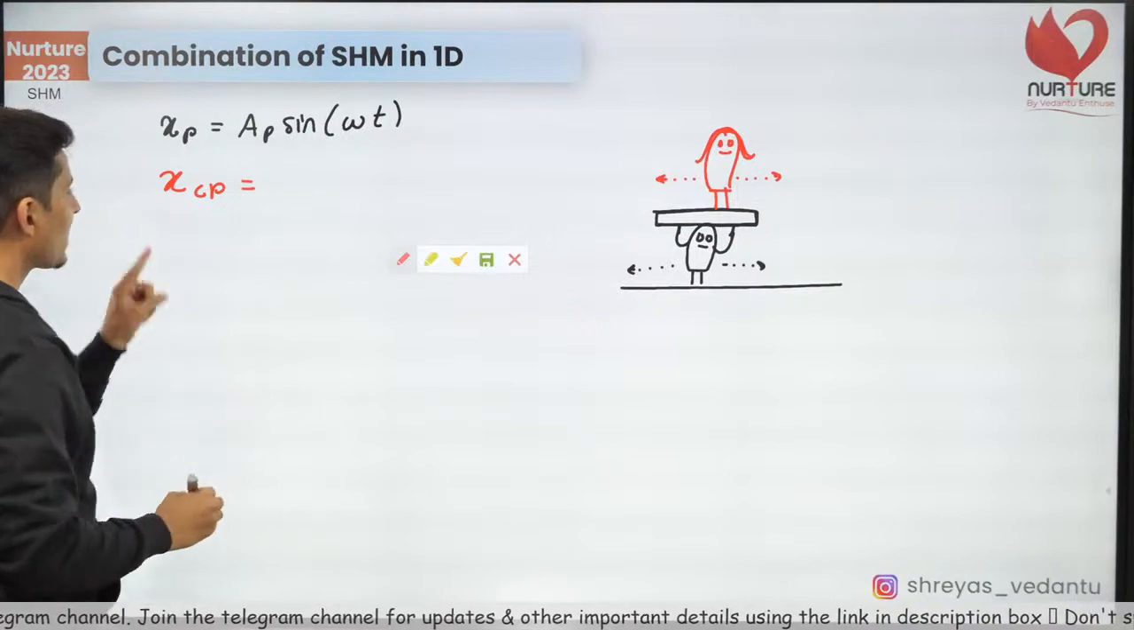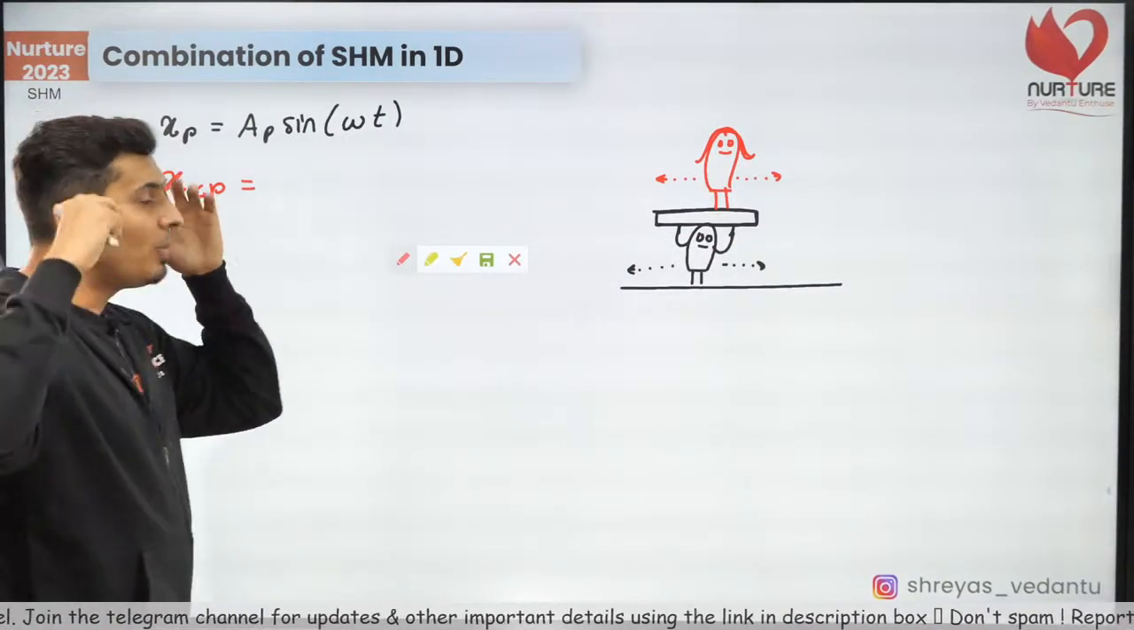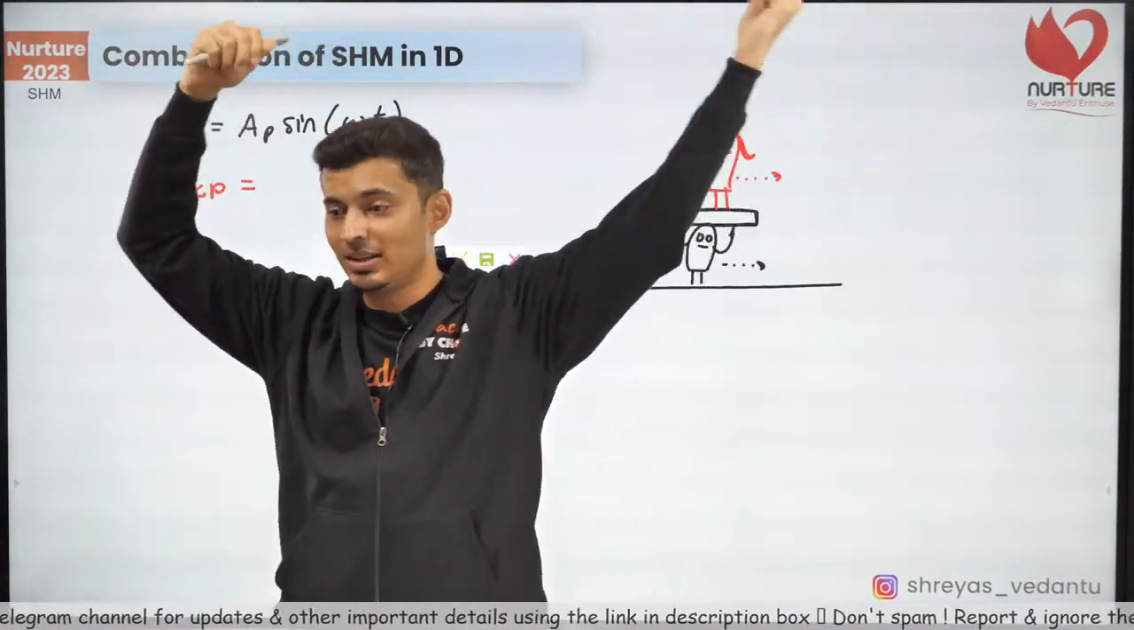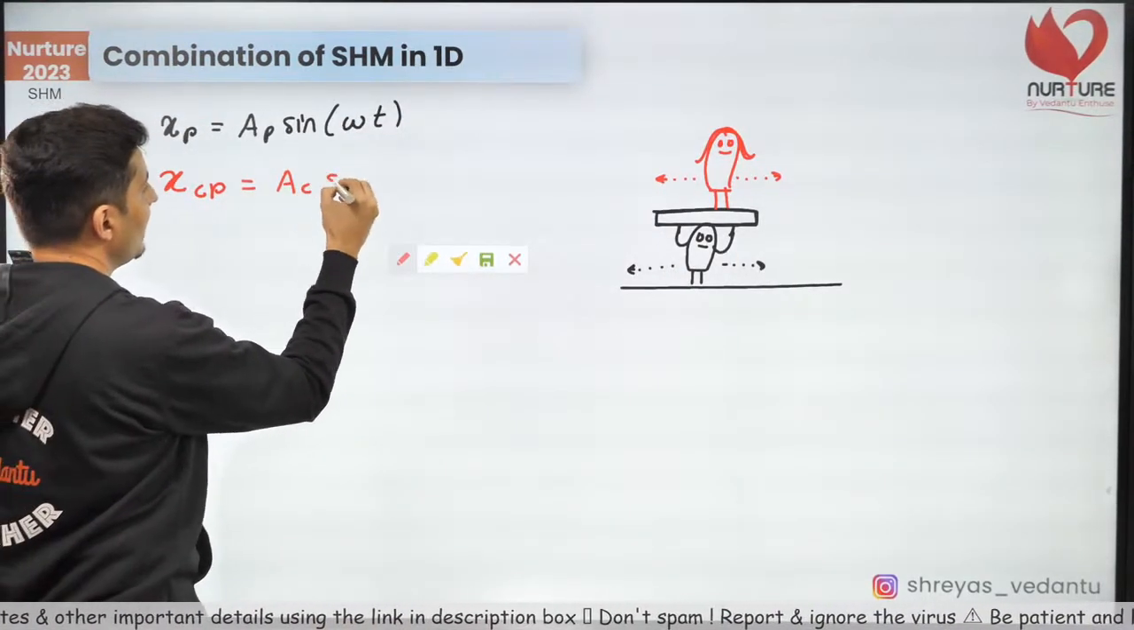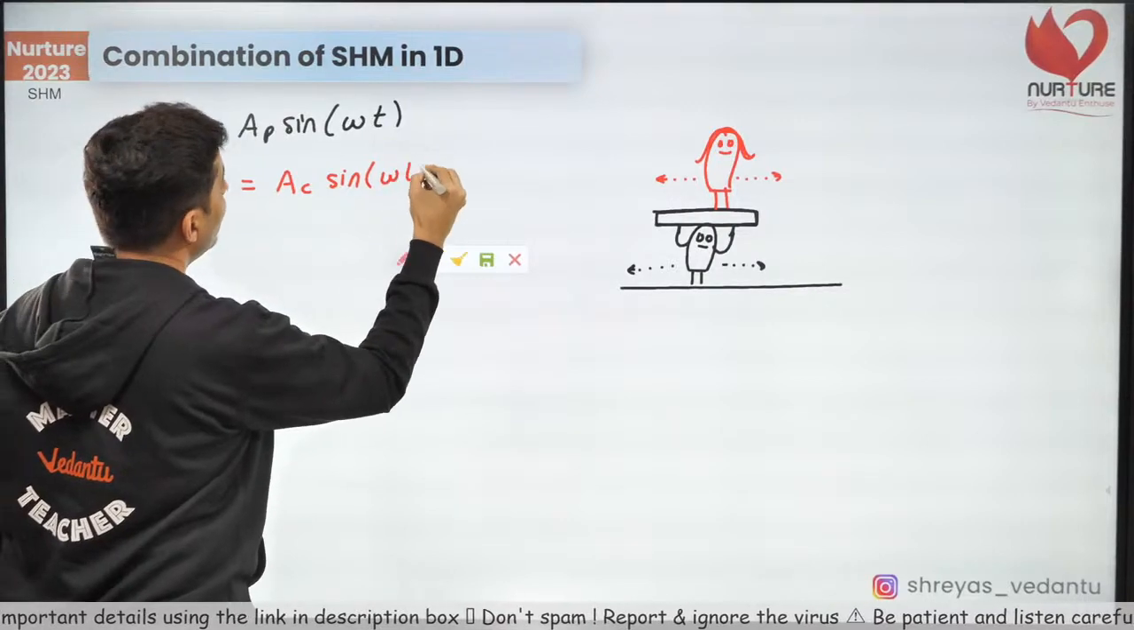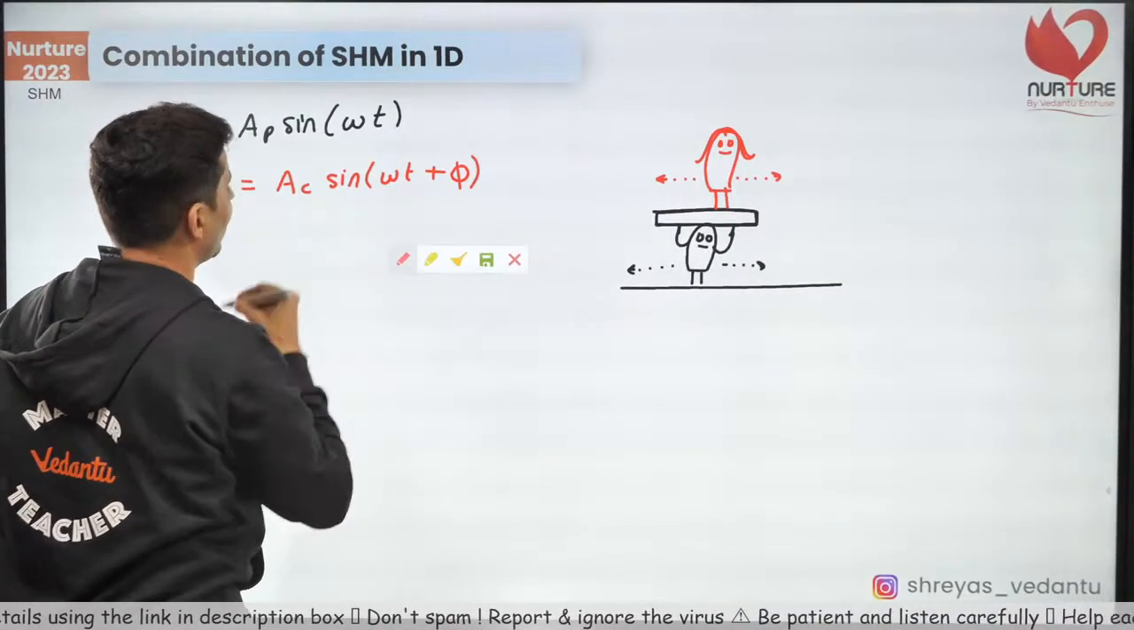XCP, this is the position of Champa with respect to Pandu. She's on Pandu's head and she's just doing this. All right, cool. So this will be nothing but AC sine omega t, but there is this phi.